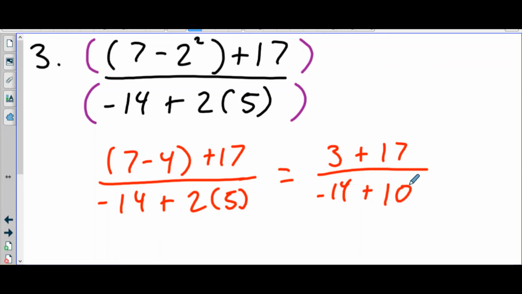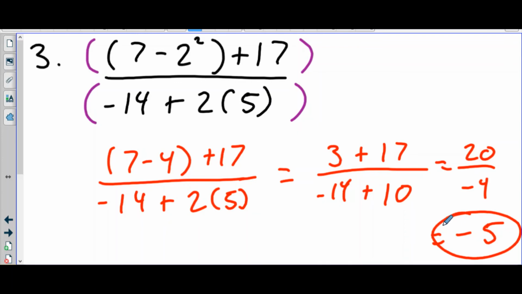I'm going to evaluate both the numerator and the denominator here. So 3 plus 17 is 20. And then negative 14 plus 10 would be a negative 4. And now that I've simplified the numerator and denominator as much as possible, now I can look at simplifying this fraction or dividing. 20 divided by negative 4 is going to equal negative 5.